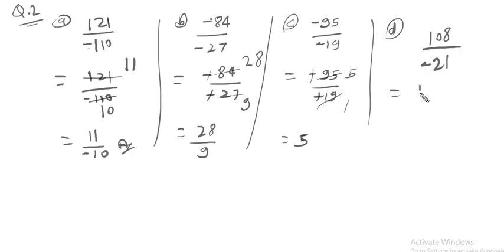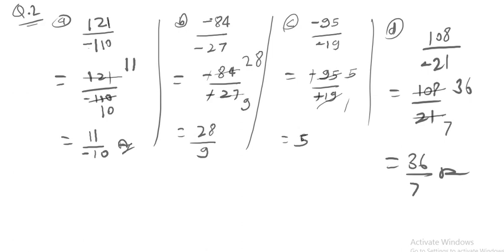Now 108 upon 21, to cut it by 3: 3 7s are 21 and 3 3s are 9, 1 remaining 18, 3 6s are 18. So 36 upon 7 is your answer, right?